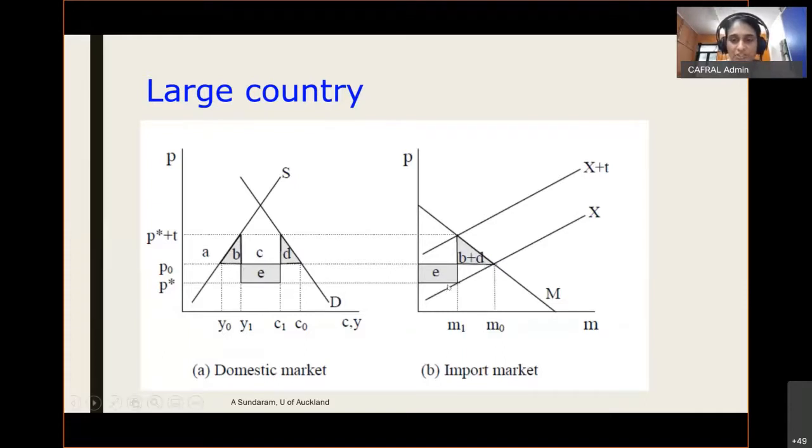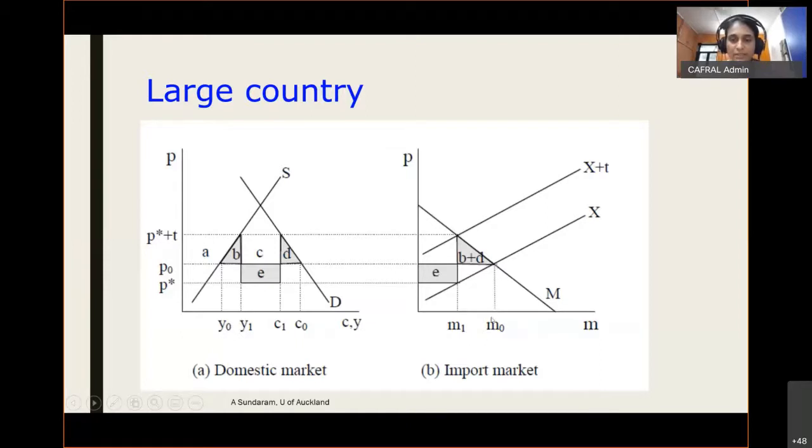If it's a large country, the export supply curve shifts up to X plus T. What happens here? Let's draw a line going all the way from that point to P star plus T. We start out with the price P naught, where imports were equal to C naught minus Y naught, which is what we're calling M naught. So the initial equilibrium was where M intersected X at point P naught.